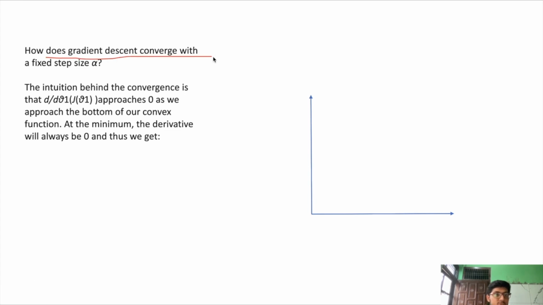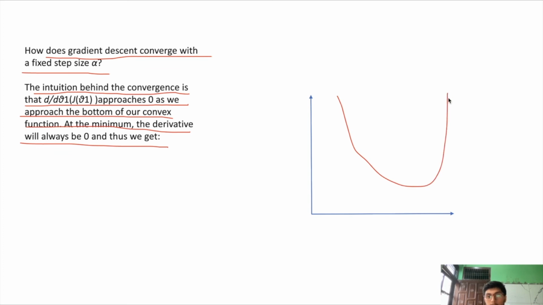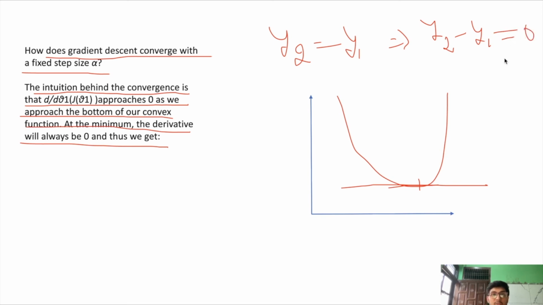How does gradient descent converge with a fixed size alpha? The intuition behind the convergence is that the partial derivative approaches zero as we approach the bottom of a convex function. At the minima the derivative will be zero. That means that the slope will be zero. So let's see, this is maybe our global minima. This line is a straight line, so y2 is equal to y1. This implies that y2 minus y1 is equal to 0. So our derivative is 0. That means that our slope is 0.